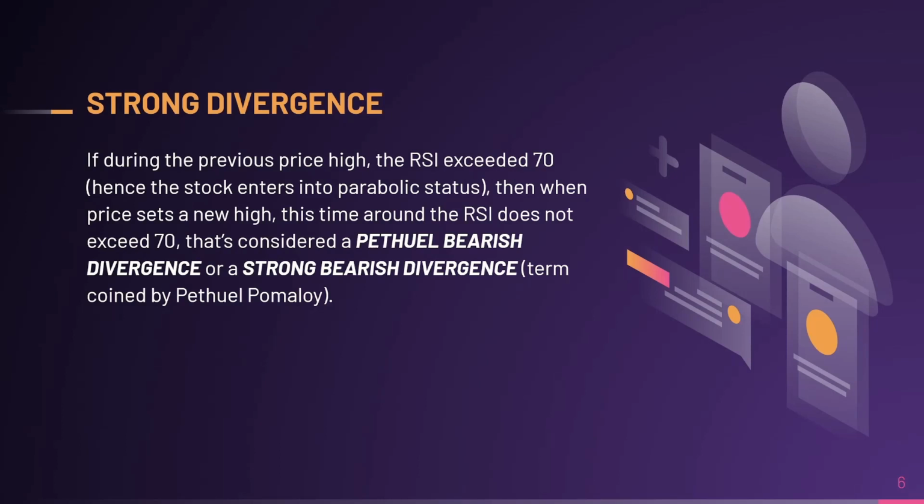Sabi natin, kapag ang RSI nag-exceed na ng 70, parabolic status na 'yon, whether that's daily parabolic, weekly parabolic, monthly parabolic, or what have you. Then when price sets a new high, meaning nag-pull back, tas nag-new high na naman tayo, tas this time around the RSI does not exceed 70, then that's considered a Petuel bearish divergence or a strong bearish divergence.